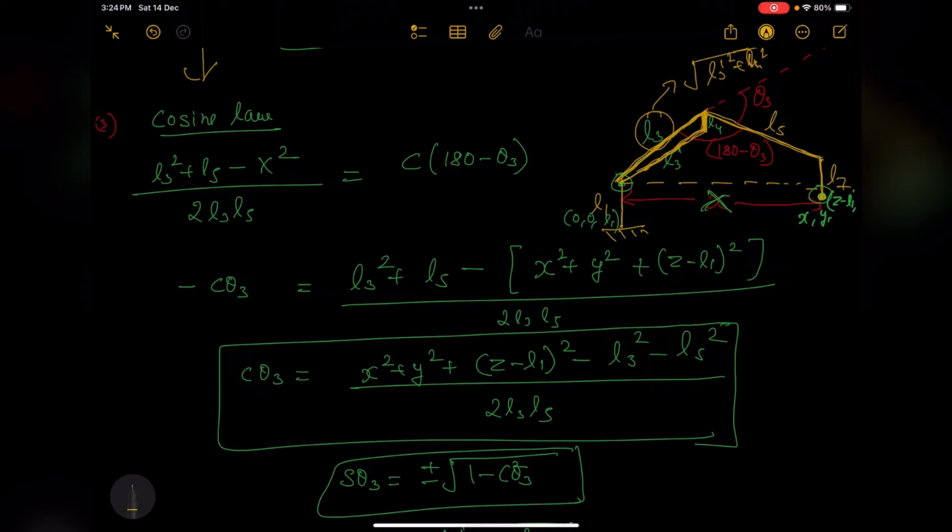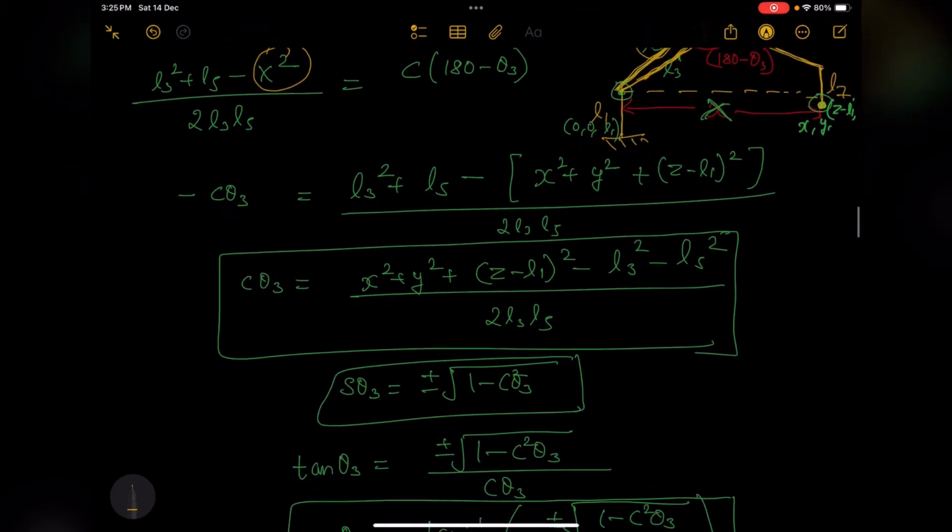So we apply the cosine law: L3 squared plus L5 squared minus x squared, where x is this length, divided by 2 L3 L5, that is cos of 180 minus theta 3. Theta 3 is this one, the angle between link 2 and link 3. Cos of 180 minus theta in the second quadrant is minus cos theta 3. Then how to find this x, this distance? We know that this is L1, that is 0, 0, L1, on the z axis, and we know the coordinate point x, y, z. So I can directly find the Euclidean distance: x minus 0 whole squared plus y minus 0 whole squared plus z minus L1 whole squared. With this I can easily find my cos theta 3.